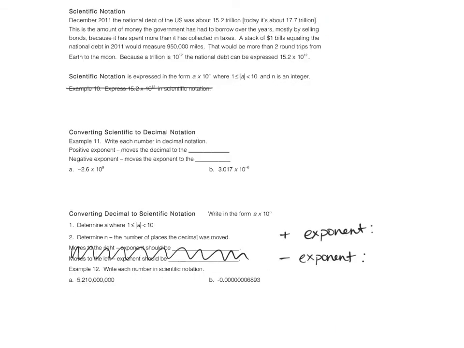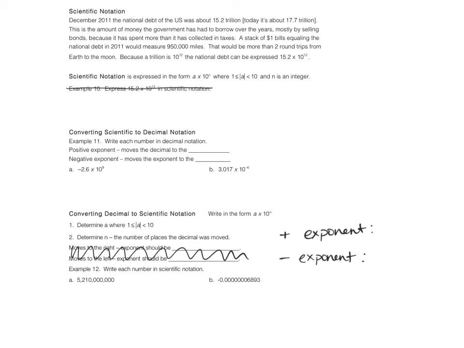Scientific notation is what we use to express very big or very small numbers. You've probably seen this in chemistry and/or physics class. So we write this in the form of some number times a power of 10, where a, that number out front, is going to be a single-digit number between 1 and 10, perhaps with a decimal following it, and then n, that power of 10, is going to be an integer. So we're not going to do example 10. We're going to skip right down to converting scientific to decimal notation.